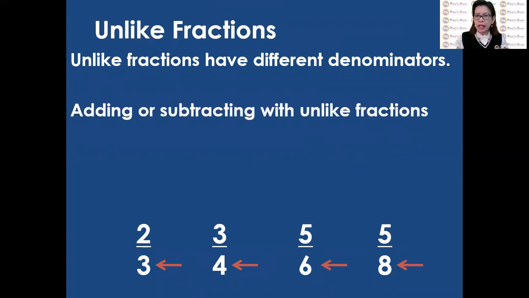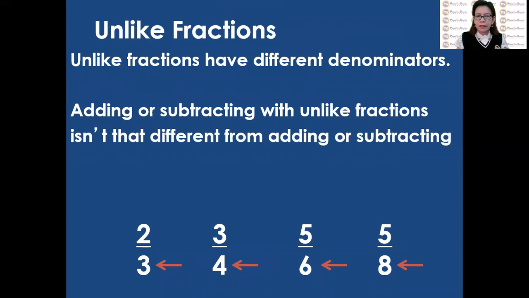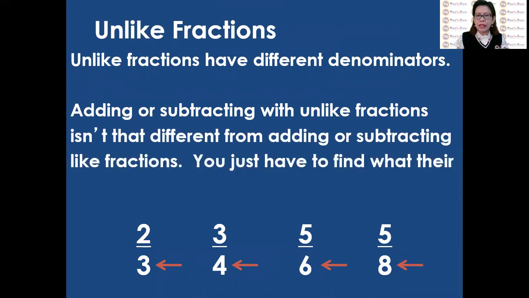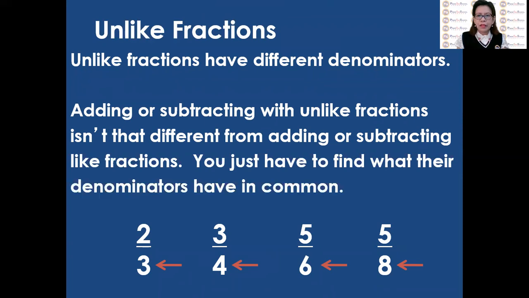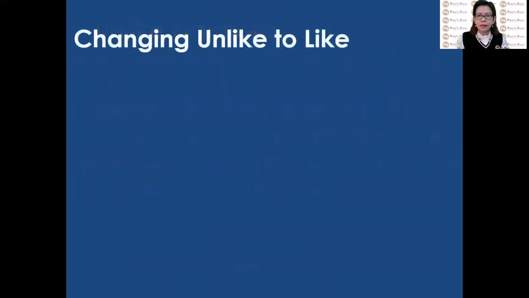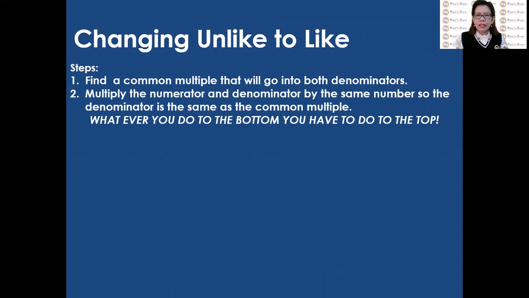How do we add and subtract unlike fractions? Is it different from adding or subtracting like fractions? You just have to find what their denominators have in common. Okay, changing unlike to like fractions. These are the steps. Find a common multiple that will go into both denominators. Then multiply the numerator and denominator by the same number so that the denominator is the same as the common multiple. Remember, whatever you do to the bottom, you have to do to the top.